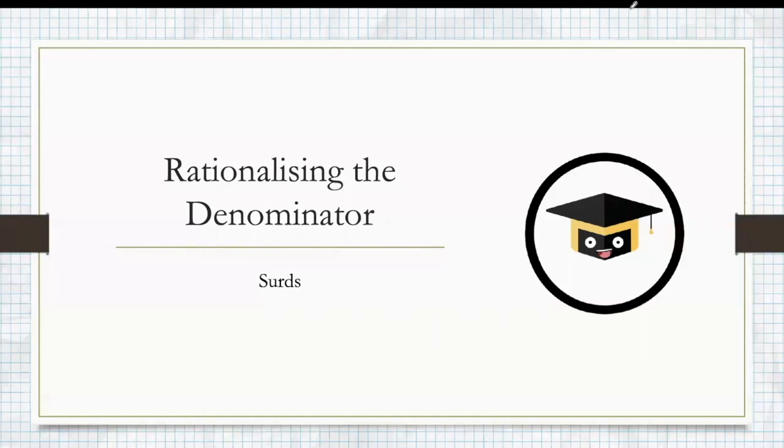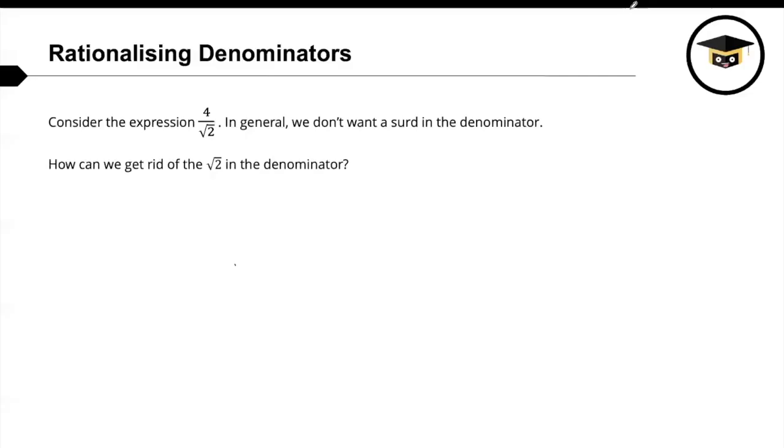Today we'll be talking about rationalizing the denominator. The term rationalizing has the term rational in it, so when we're rationalizing the denominator, we're simply trying to change it from something like a surd into a rational number. So let's dive straight into it.